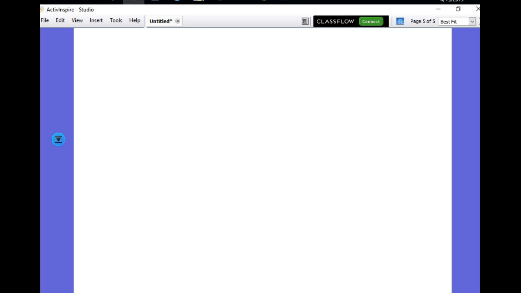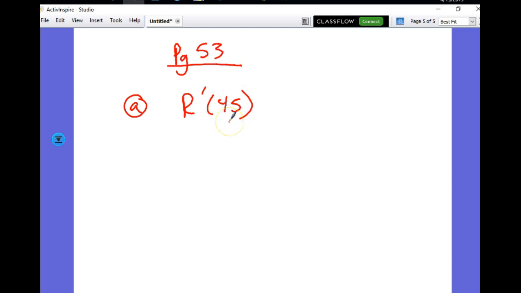So I asked you guys to take a look at page 53 in your FRQ books. For part A, they ask us to find this. I want you to interpret that for me. The most important thing is just getting the units, but if you could also interpret it in the context of the problem, go ahead and give it a try. I'll give you a minute.